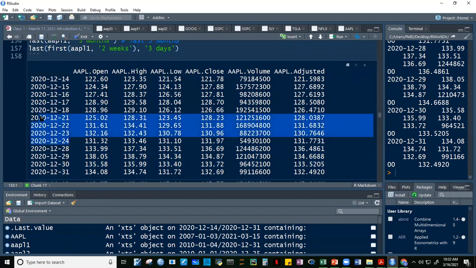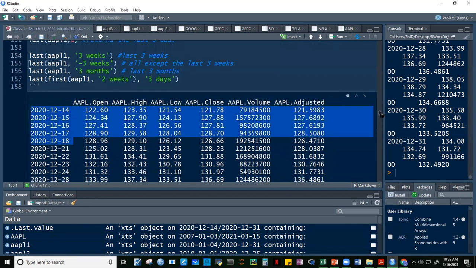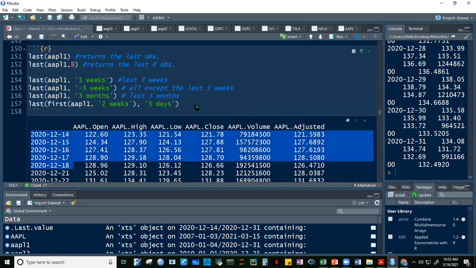Tapos ito naman, isang week din to. This is another week, 21, 22, 23, 24. So, walang pasok ng 25. And this is another week. 14, 15, 16, 17, 18. So those are the last 3 weeks. Okay, so hindi natin binibilang yung Saturday, Sunday. Ano to, guys?